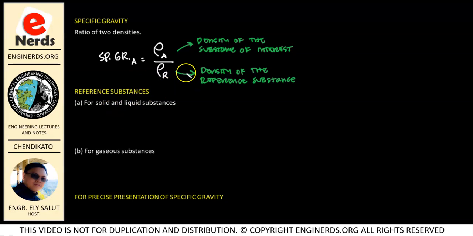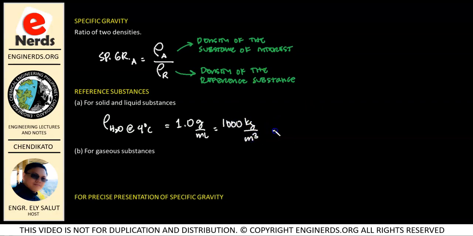So ano ba yung ginagamit nating reference substance when we are trying to get the specific gravity. So, for solid and liquid substances, the common reference substance is water at 4 degrees Celsius, okay? So, we should know the density of water at 4 degrees Celsius. And this is equal to 1.0 grams per milliliter or 1,000 kilograms per cubic meter.